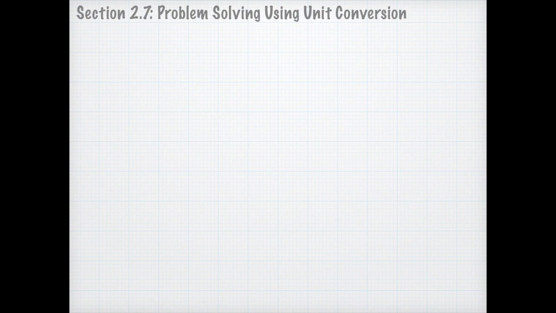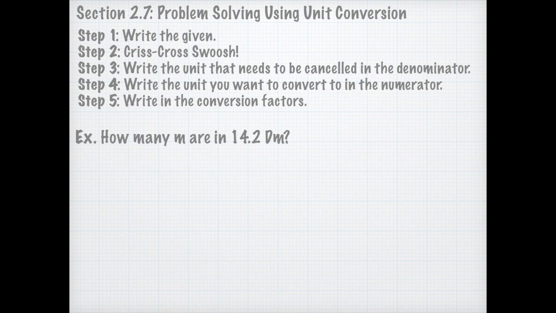Now, there is a simpler way of converting between different units. However, I want you guys to get used to the technique that we're going to be using throughout this class. So if I give you 14.2 decameters and I want you to convert it to meters, you're going to follow these 5 steps. The first thing you're going to do is write your given, which is 14.2 decameters. Then you're going to crisscross swoosh, which is a multiplication sign and then a line.